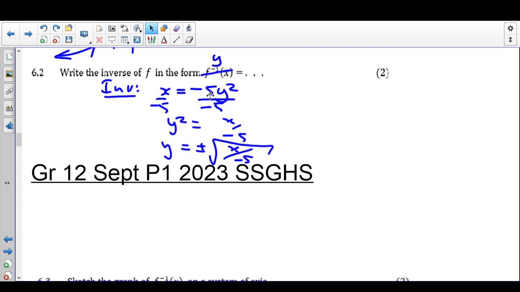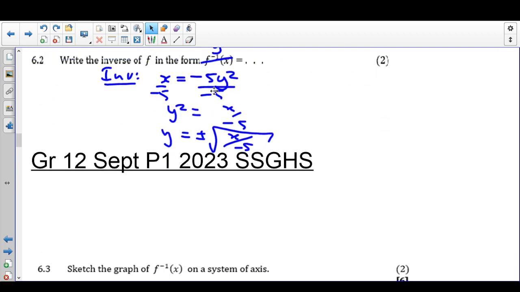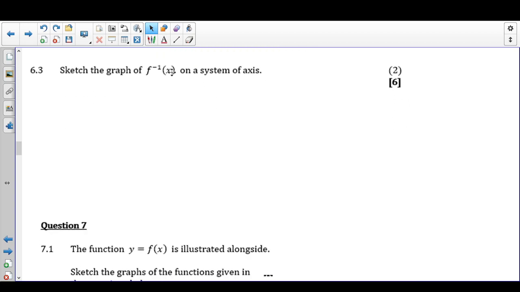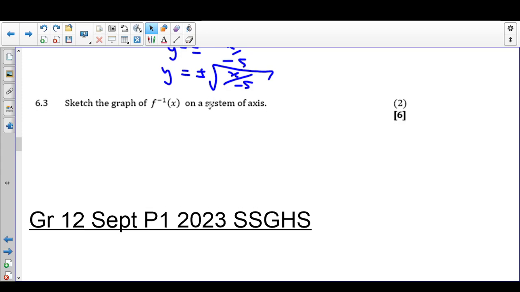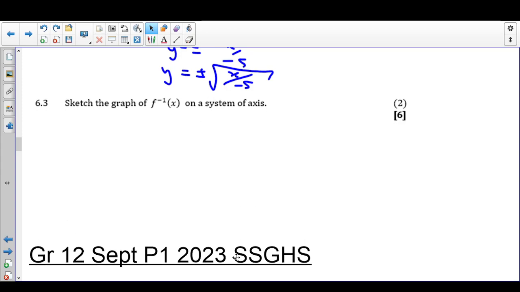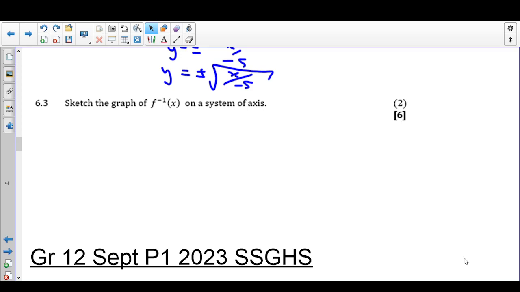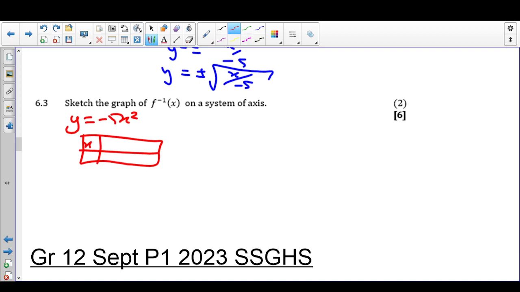For those of you who use logs there, people, this is not an exponential function. It's a quadratic function. The other question says, sketch the inverse on a system of axes. Okay. So what we do is we draw y is equal to -5x squared. If we draw a table for this here, so that will be x and y -1, 0, and 1. So that's going to give you -5, 0, and -5.